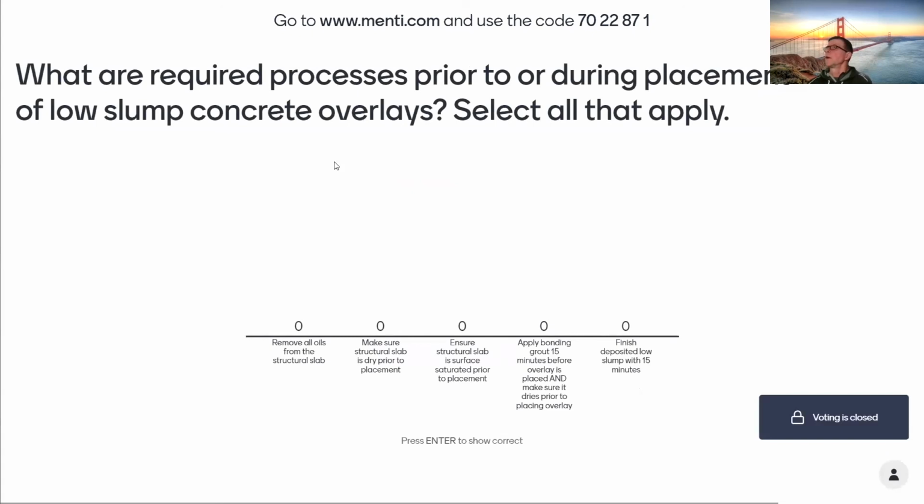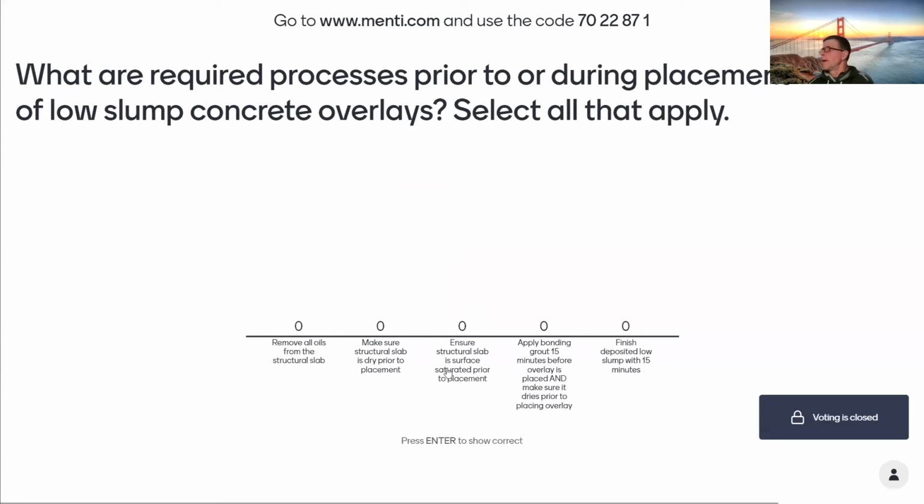So what are the required processes prior to or during placement of low slump concrete overlays? We'd want to remove all oils from a structural slab, so we don't have a place that would be a bond breaker. Make sure the slab is dry? No. Actually, when I started, that was a requirement, but we started figuring out that the drier you make the structural slab, the more cracking you get in your overlay. And so now it's this one: ensure the structural slab is surface saturated prior to placement.